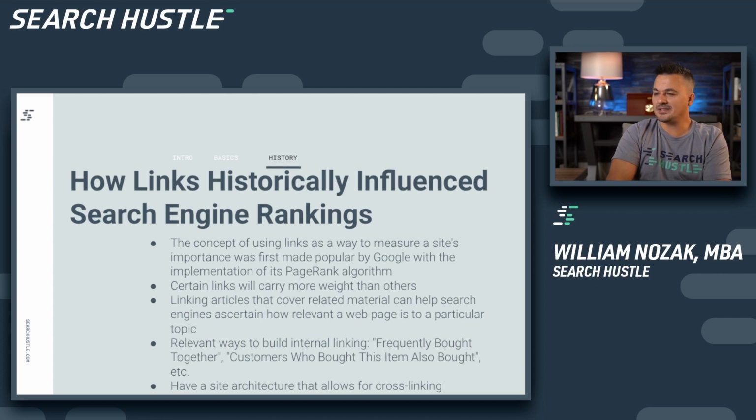So how links historically influence search engine rankings. Okay, so the concept of using links as a way to measure sites' importance was created by Google. Sure, we'll give it to them. The PageRank algorithm was that early algorithm where all these links kind of determined what was on the other side, or what the bot allowed that page to rank for on the other side of that link. SEOs abused it and overused it, and so things have changed over time.